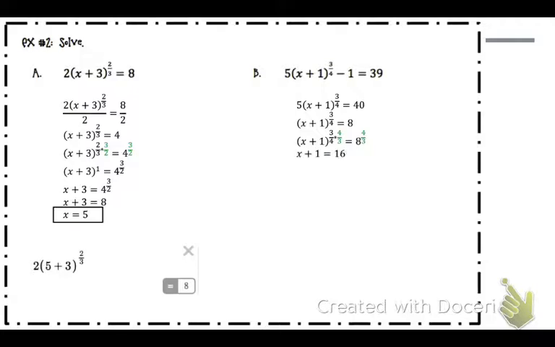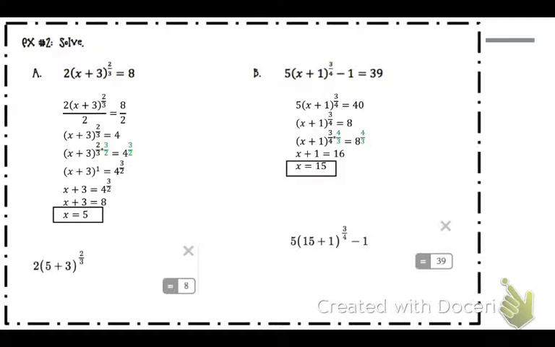On the left side, you're left with x plus 1, and then 8 to the 4/3 power is 16. If you don't believe me, put it into your calculator. Okay, 8 to the 4/3 power is 16. Then you subtract the 1 over, and you get x equals 15. Plug it in to double check, so 5 times 15 plus 1 to the 3/4 power minus 1 does equal 39, so we're good, that works. Okay?